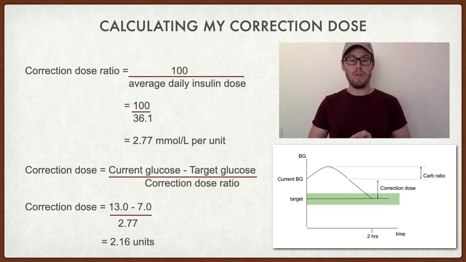The correction dose, the amount of insulin you take, is equal to your current blood glucose, which could be 13, minus your target blood glucose level, which could be 7, divided by your correction dose ratio. So for me, if my blood sugar was 13 and I want to bring it to 7, my correction dose would be 13 minus 7 divided by 2.77, which is equal to 2.16 units of insulin. I would probably round that down to about 2.